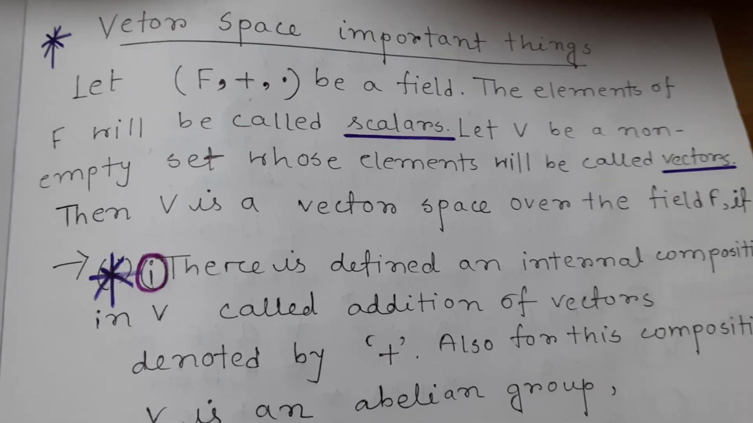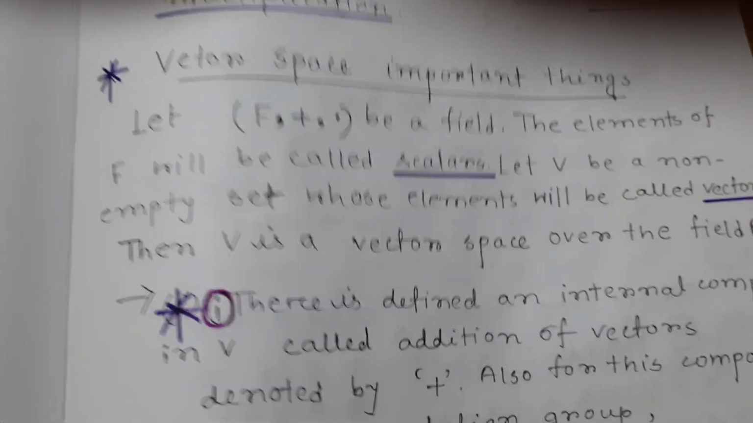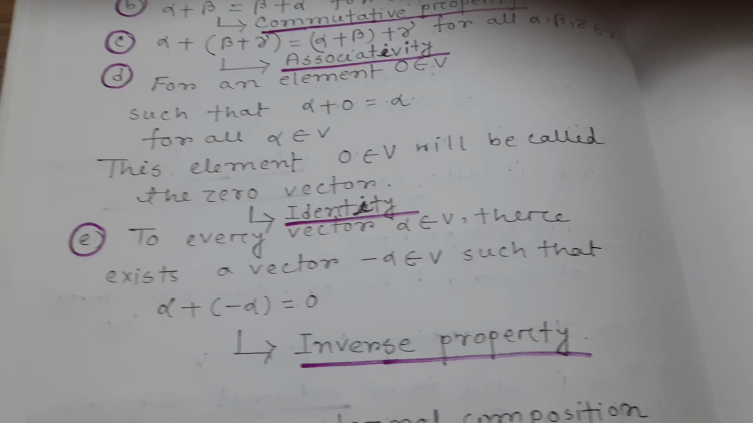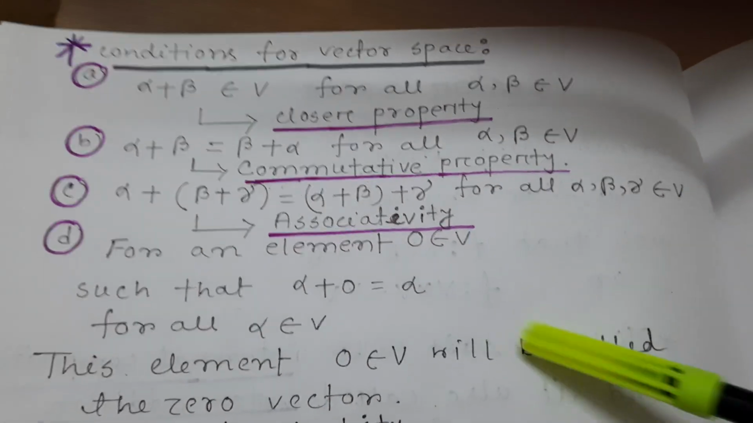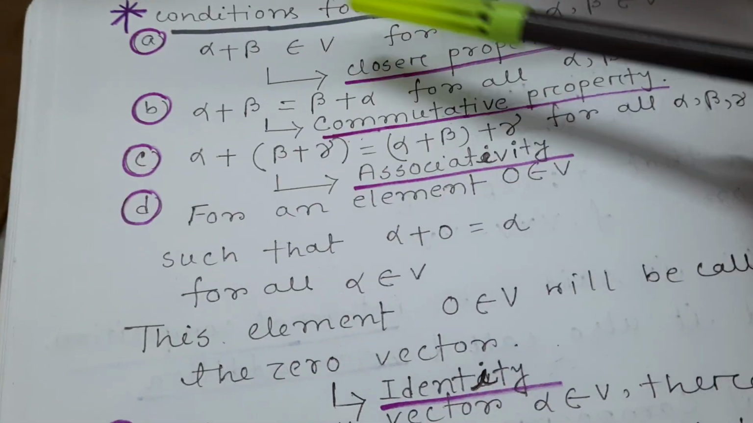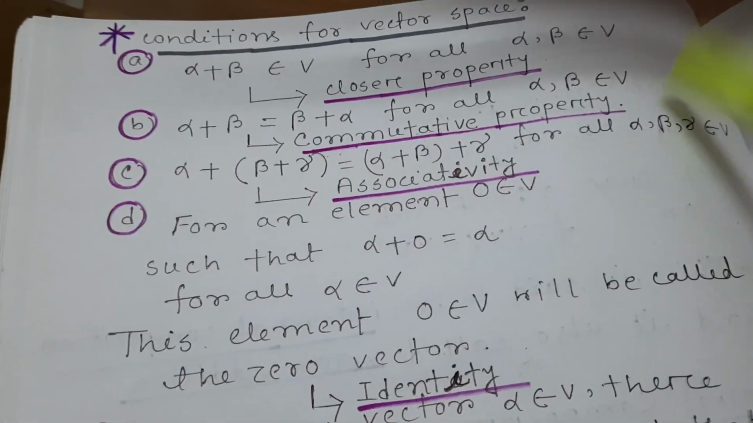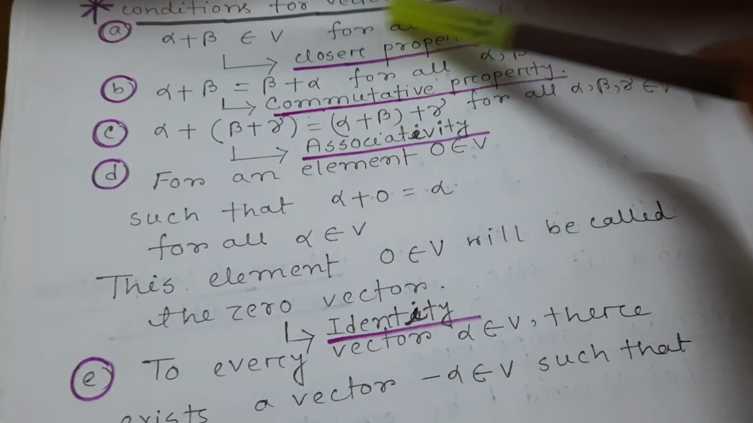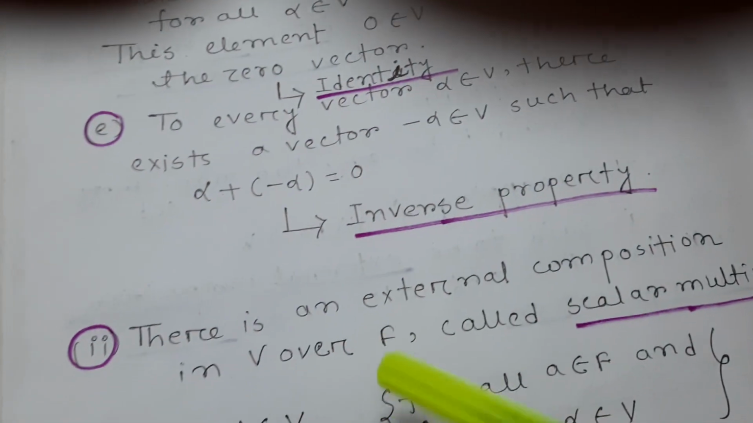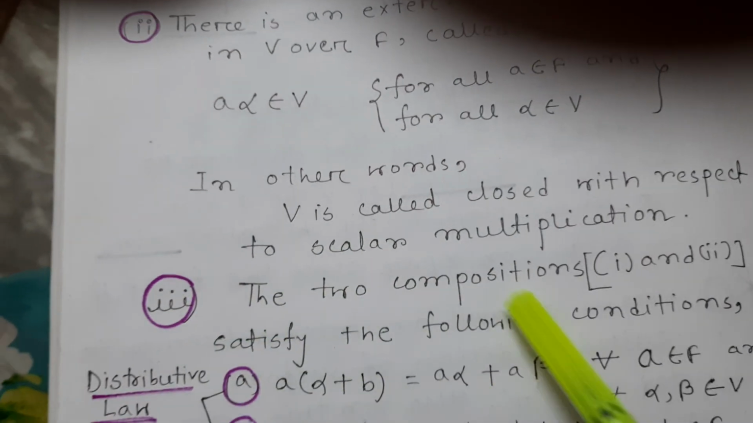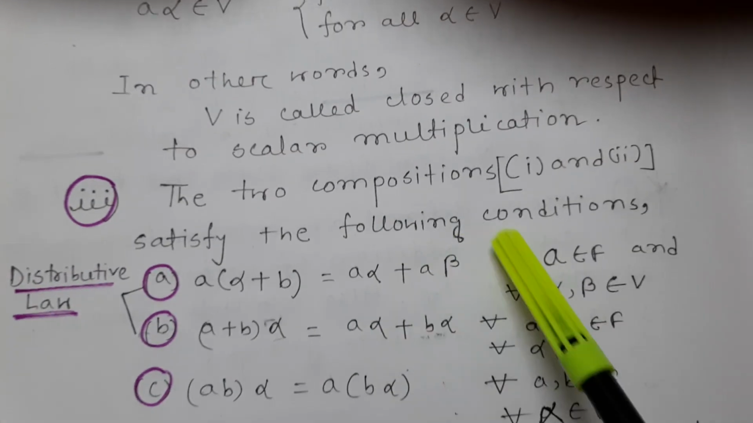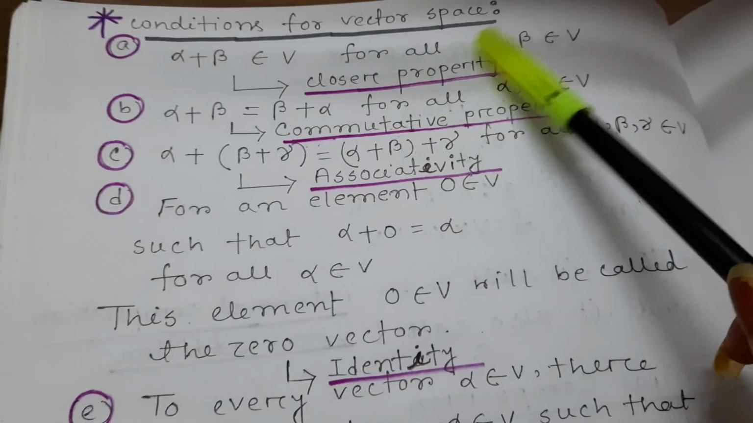Okay, to satisfy the vector space, we actually have to prove these properties. Okay, conditions for vector space. I just divide them into three parts. This one is part A to E, this is the second part, and this is the third part. Okay, let's see.